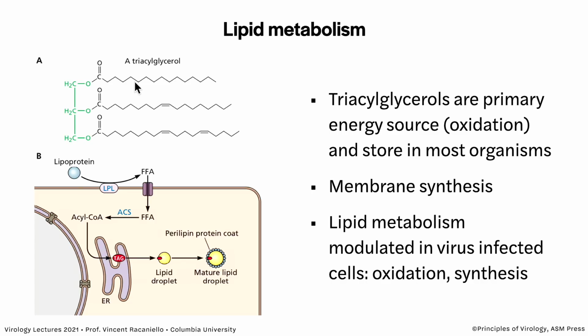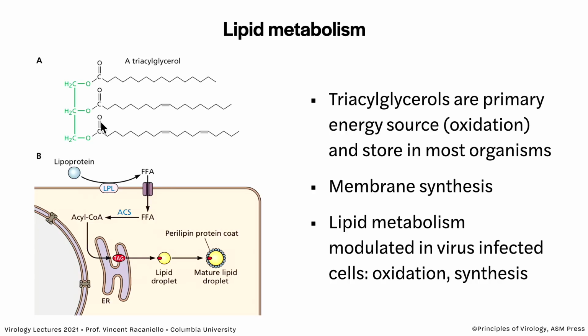Now, here's a lipid, a triacylglycerol. These are the primary energy source in cells. They can be oxidized to give rise to energy, and it's how we store energy in these triacylglycerols. And of course, viruses require them for membrane synthesis. And so lipid metabolism is modulated in virus-infected cells. You have to have a balance between oxidation and synthesis, whether you need the energy, which would be provided by oxidation of lipids, or if you need them synthesized for membrane. So you have to have a balance.